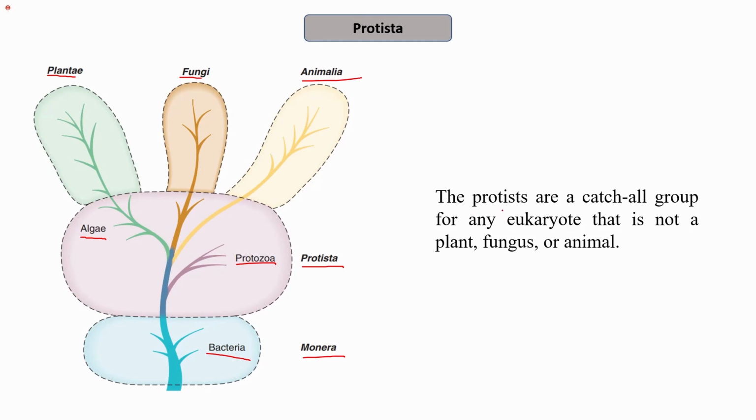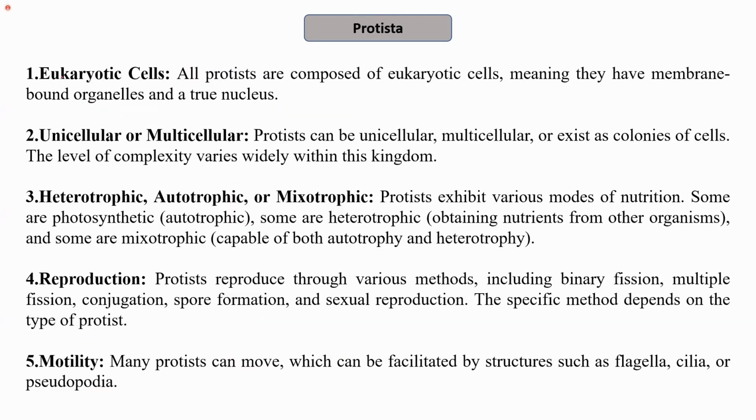So the Protista, as I mentioned, is a catch-all group for any eukaryote that does not fit into the kingdom Plantae, the kingdom Fungi, or the Animalia. Basically, the eukaryotic cells that cannot be considered as plants, animals, or fungi were put into the kingdom Protista majorly. So the characteristics of the organisms of kingdom Protista are of a very mixed type. It is a very heterogeneous group. So we will learn about the characters of kingdom Protista.